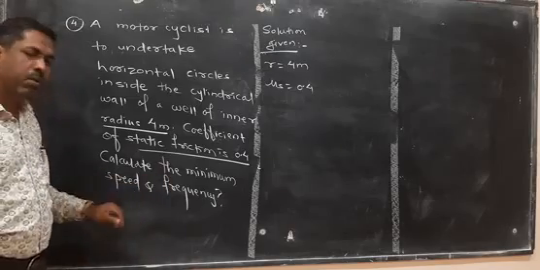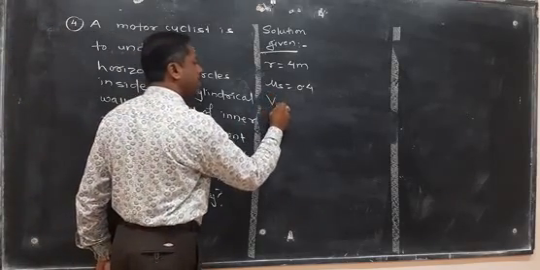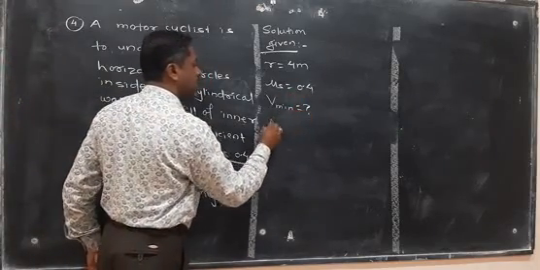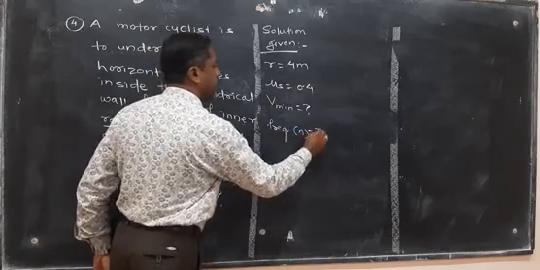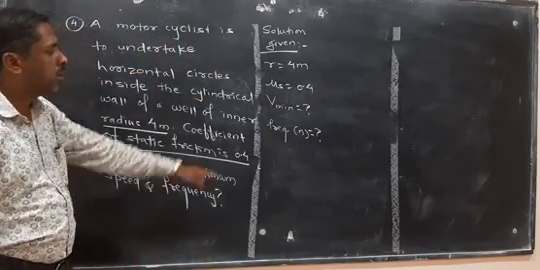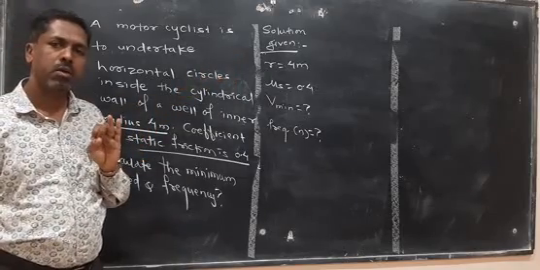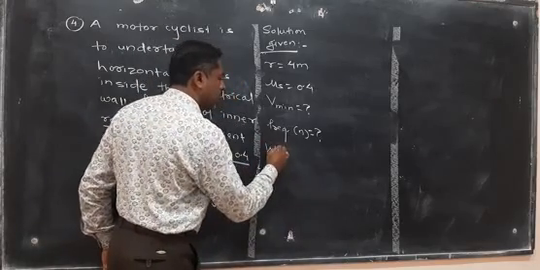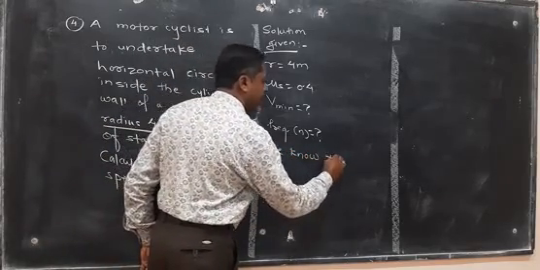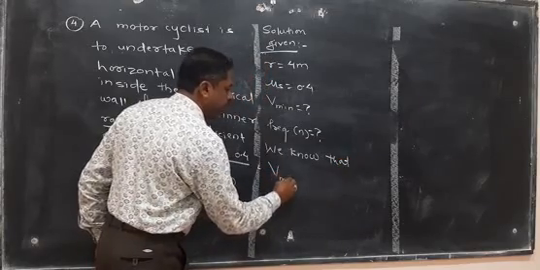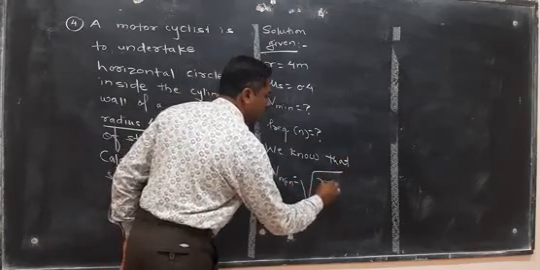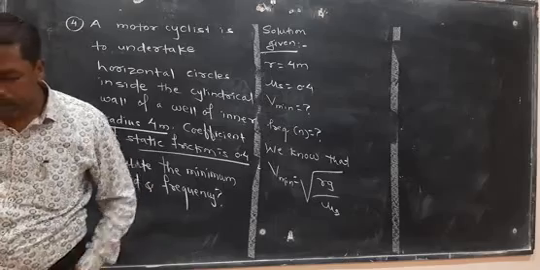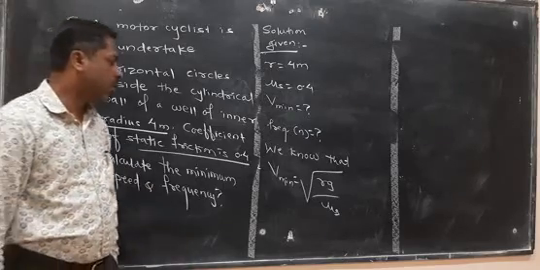Calculate the minimum speed, that is speed v minimum, question mark. And frequency also asked. The frequency is represented by the letter n, question mark. We have radius r and coefficient of friction. We know that minimum speed v min is equal to under root rg upon µs. We have seen this yesterday.